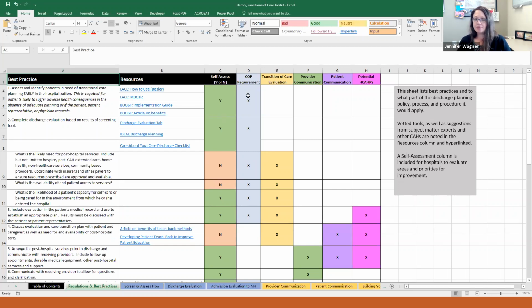It's also tied to what else this practice informs. Is it a COP requirement? Should it be in an evaluation? Is it part of communications? And could it potentially affect the HCAHPS scores? We were able to identify resources, so it's not just information. Where we could identify resources, we have them linked here in the resources column.